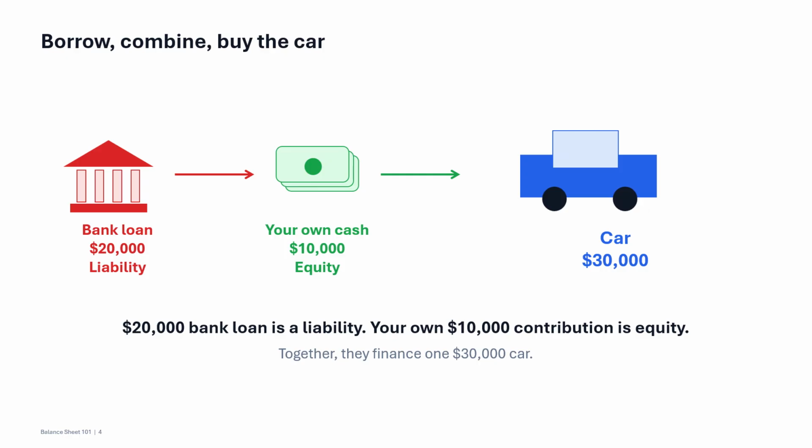Now the business has changed. You no longer just have cash. You now have a car that can be used to generate revenue as an Uber driver. But the car was not for free. It was financed partially by the bank and partially by you. This is the heart of the balance sheet.